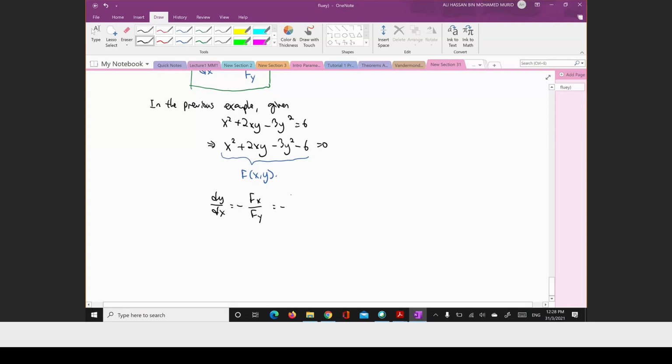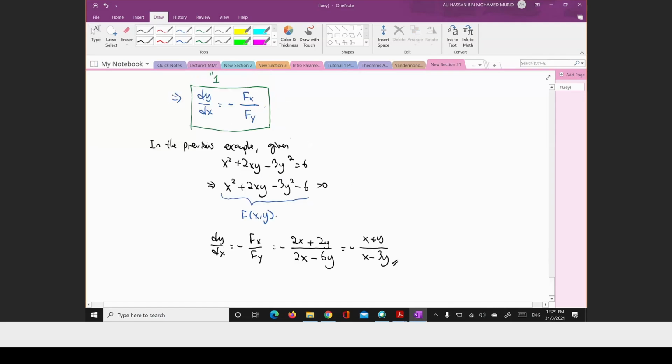So f partial x is 2x plus 2y. That's all, right? And what about f partial y? 2x minus 6y. Yes, 2x minus 6y. Now we divide both numerator and denominator by 2. We get minus (x plus y) upstairs, and downstairs we get x minus 3y.